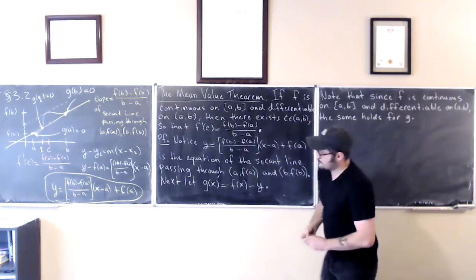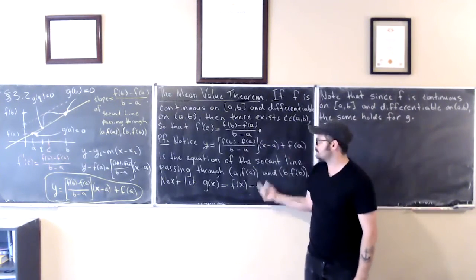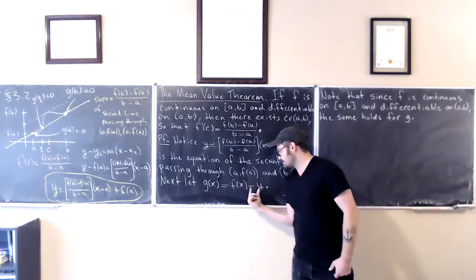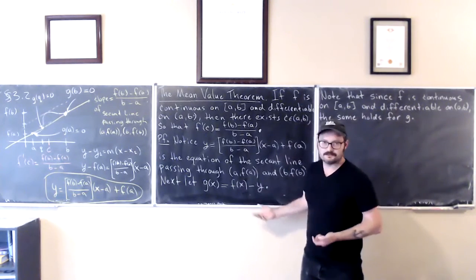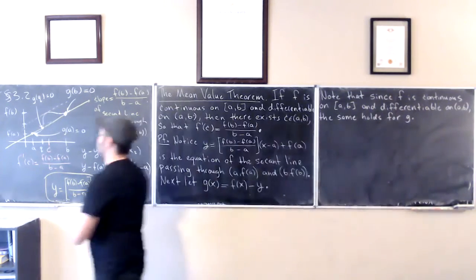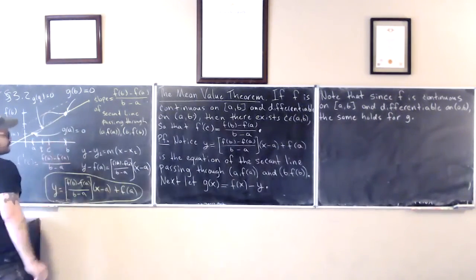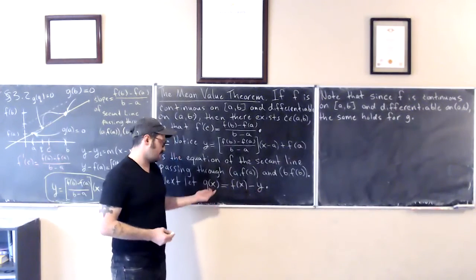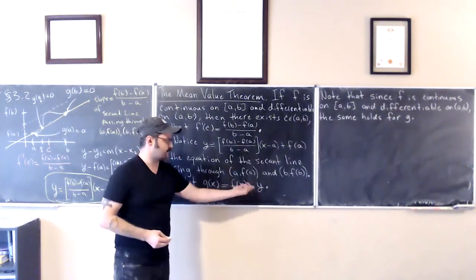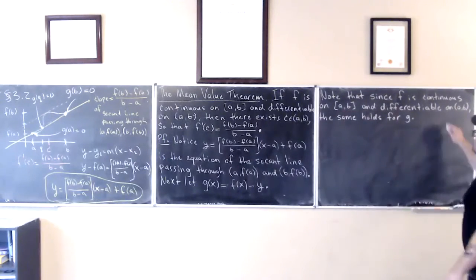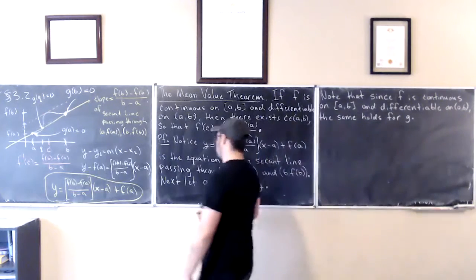Right, so G is just f plus some linear function, right? So we have linear functions are continuous and differentiable everywhere. That's continuous and differentiable in the open interval AB. So taking that and subtracting off that, this is also satisfying the properties of that and that. So G is also continuous on the closed interval AB and differentiable on the open interval AB.